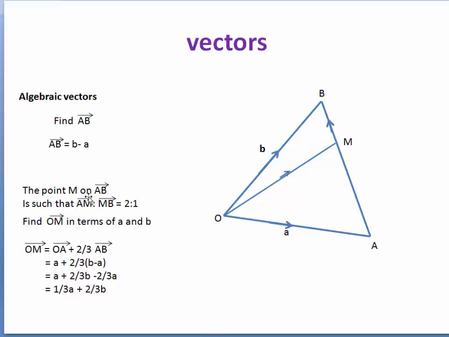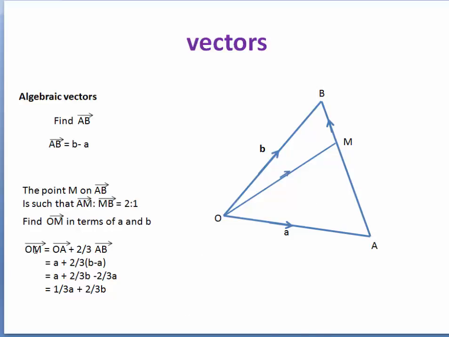Now they tell us that the point M lies on A to B, and the ratio of A to M to B is 2 to 1. And we have to find OM, so this is O to M in terms of A and B. So to get from O to M, we're going to go in this direction. We're going to go O to A, which is A, and then A to M. And then we know that A to B is B minus A, so A to M is going to be 2/3 of A to B.